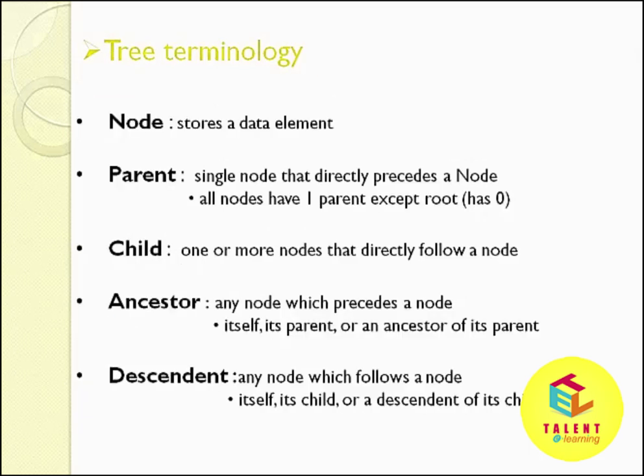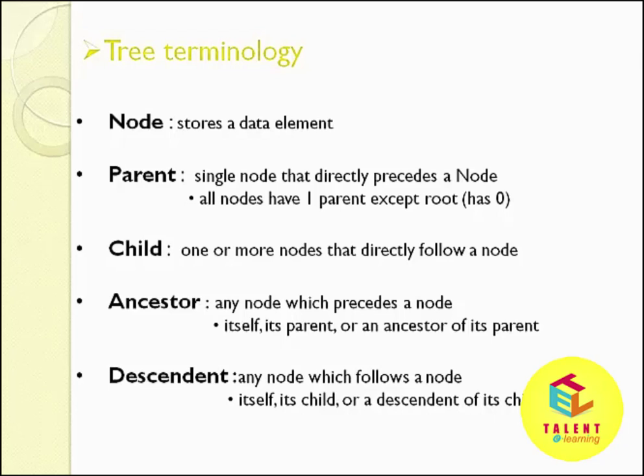Now let us see some tree terminologies. Node. Node stores a data element. It is the smallest unit of tree. Parent. A parent is a single node that directly precedes a node. All nodes have one parent except root. Child. One or more nodes that directly follow a node are called child or children.